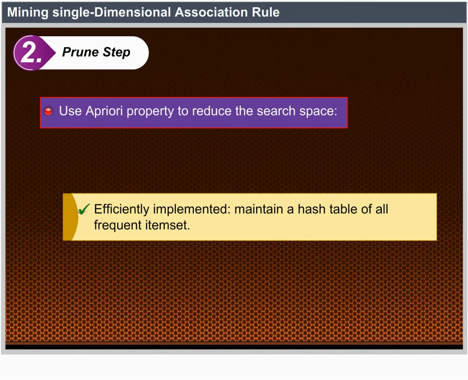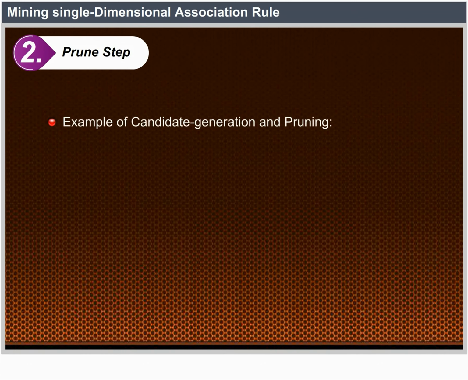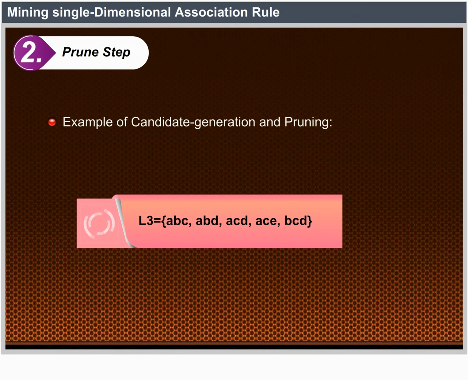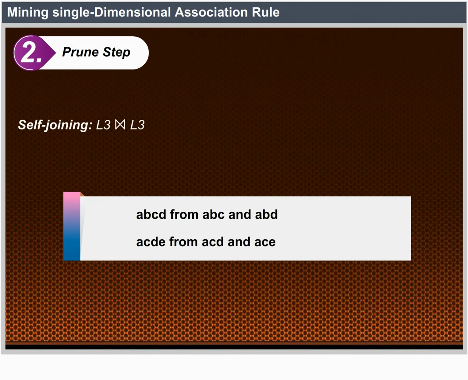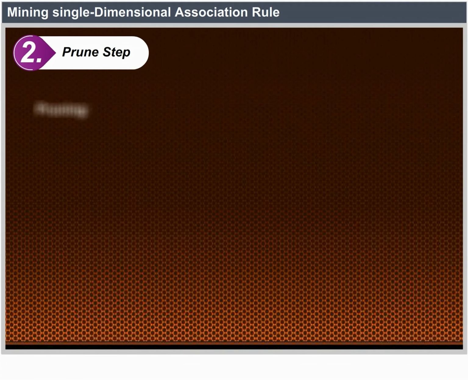Example of candidate generation and pruning. L3 equals ABC, ABD, ACD, ACE, BCD. Self-joining, L3 joins L3. ABCD from ABC and ABD, ACDE from ACD and ACE. Pruning: ACDE is removed because ADE is not in L3.